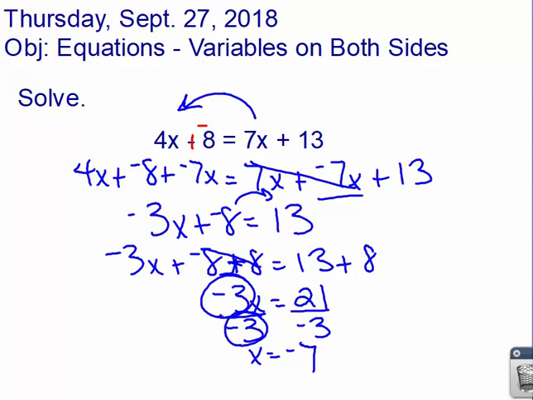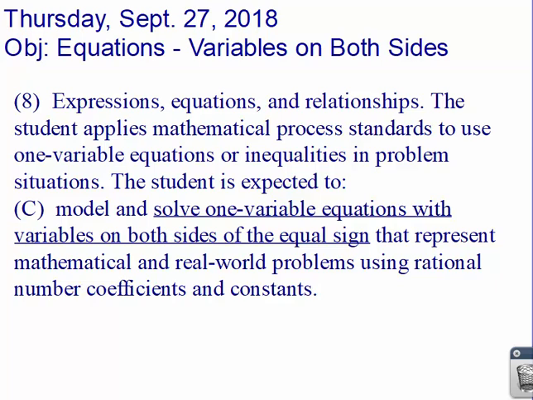Now, why are we working on this so hard? Well, the state of Texas says that we need to solve one variable equations with variables on both sides of the equal sign. So that's the reason why we're pushing so hard. The state of Texas feels this is important, and so do I. You cannot be successful in Algebra 1 next year if we can't do this.